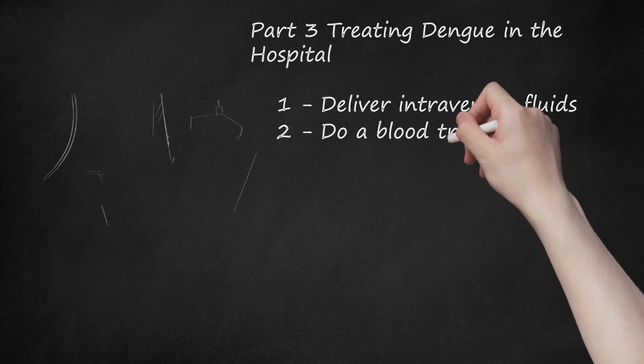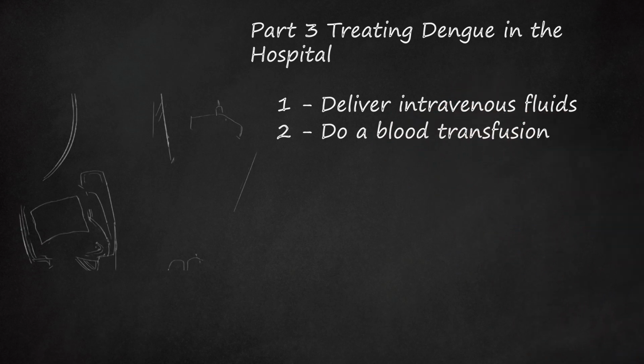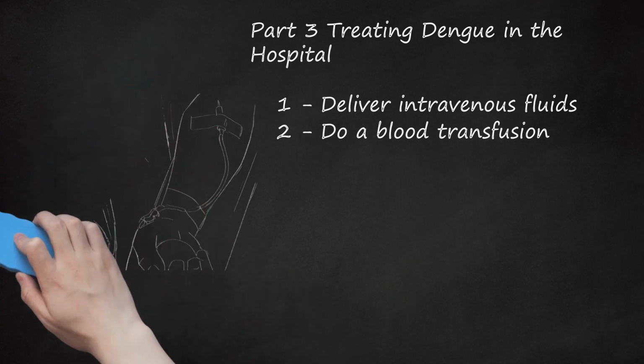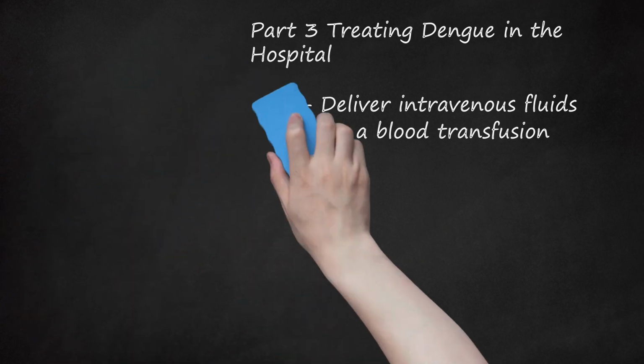2. Do a blood transfusion. In more advanced and severe cases of dengue, doctors may have to perform a transfusion to replace lost blood. This is often the required treatment for patients whose dengue has escalated to DHF. A transfusion can entail transfer of fresh blood into the patient's system or just platelets, which are parts of the blood that help the blood clot and are smaller than red or white blood cells.